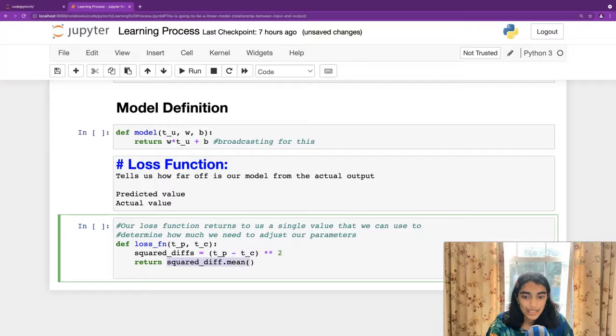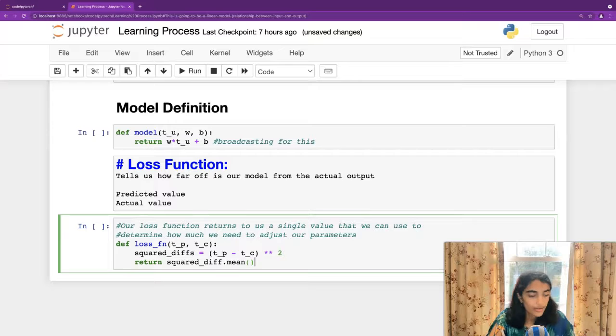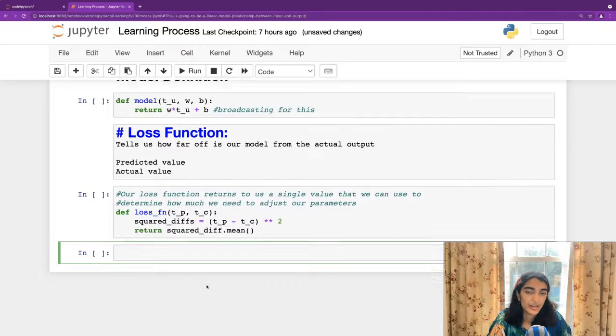Okay, so when we take the mean, that's pretty representative of the entire tensor that we get when we subtract it and square it. Once again, here we're doing this element-wise, so all the elements are squared differences, right? So when we take the mean of that, we get one nice value. Okay, so this is the scalar value that we want.